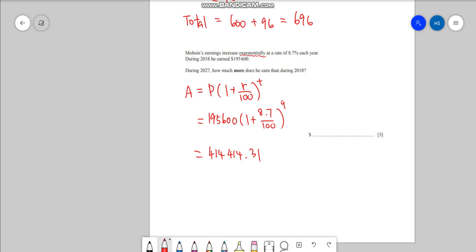Okay, but we haven't finished because the question asks us how much more. Means we need to find a difference between these 2 years, 2018 and 2027. Okay, so to get a final answer, we still have to do one more thing, which is just minus. Very simple. So your final answer should be 218,814.31. So that's it. It's easy.